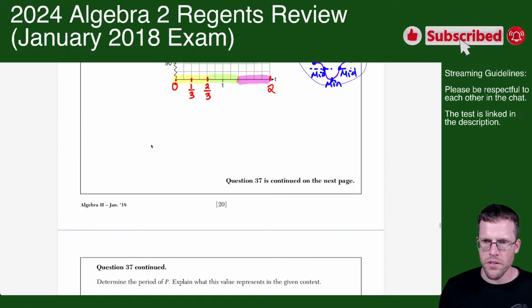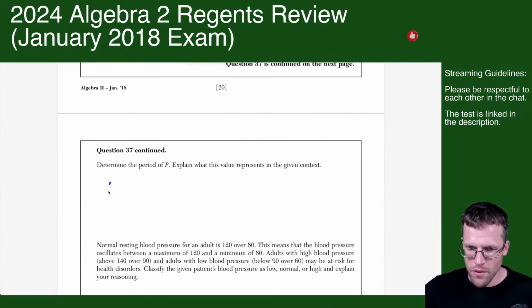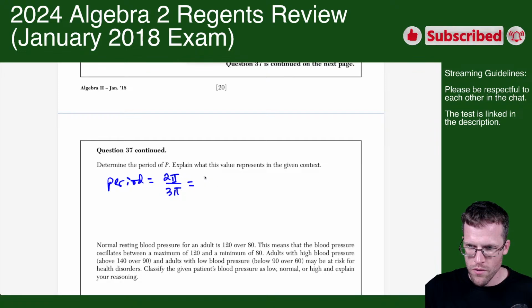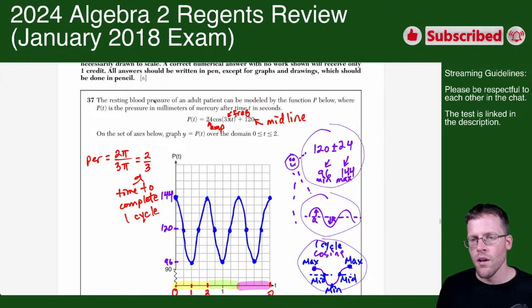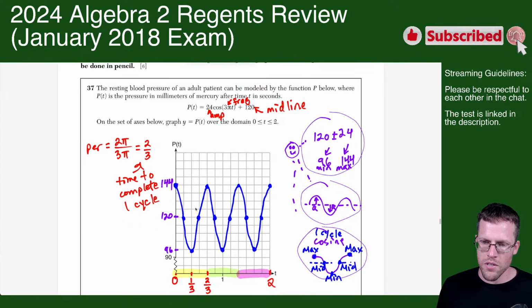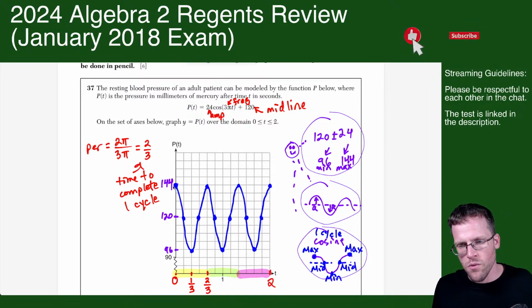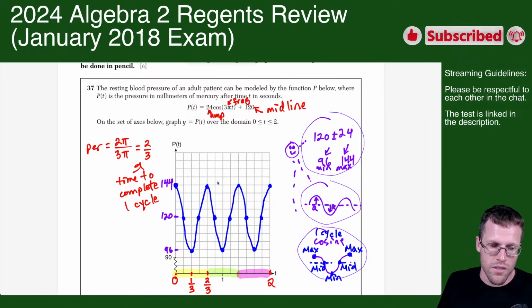All right, determine the period. Well, I did that over here. The period is, so the period, remember I did 2 pi divided by 3 pi, which was 2/3. Okay, and what does it represent in the given context? Well, remember, the resting blood pressure of an adult patient can be modeled by the function P. So really what it's telling you, 2/3 is how much time it takes someone's blood pressure to complete one full cycle. So it takes 2/3 of a second, which I honestly just learned from doing this Regents.